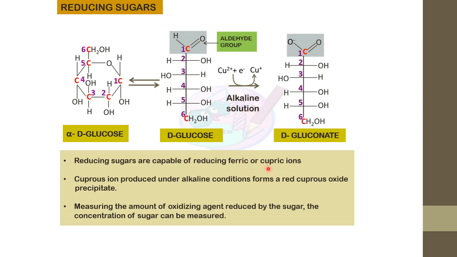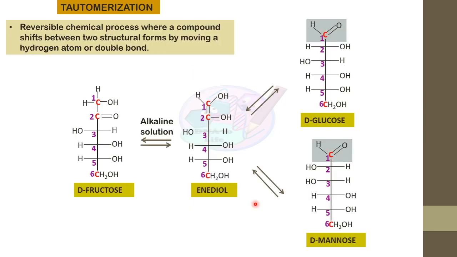And by measuring the amount of this precipitate, we can measure the concentration of sugar, for example the concentration of glucose in a urine or blood sample of a diabetic person. So this is the use of reducing sugar to test the amount of sugar. We will talk in detail about this in a coming lecture.